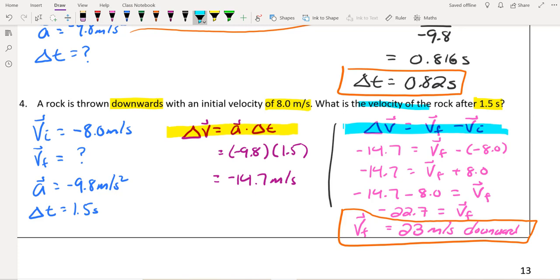We plug in negative 14.7 for our change, and our initial velocity is negative 8. So we have negative 14.7 is equal to VF minus negative 8, so it ends up being plus 8. We move the 8 over to the other side, and we find our final velocity to be negative 22.7. Now rounding that to 2 digits for the correct number of significant figures, our final velocity is 23 meters per second downward, or you could say negative 23 meters per second.